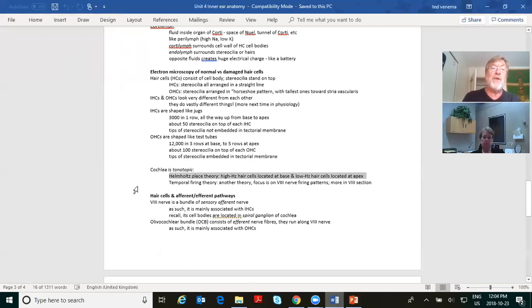There was another person named Rutherford. And Rutherford said, yeah, but you know what? It's not just that. It's the firing pattern of the 8th nerve that tells the frequency. So if you have a 200 hertz tone, that means the 8th nerve is firing 200 times a second. If you have a 300 hertz tone, the 8th nerve is firing 300 times a second. That was his belief. And you think to yourself, yeah, but nerves can only fire 500 times a second.